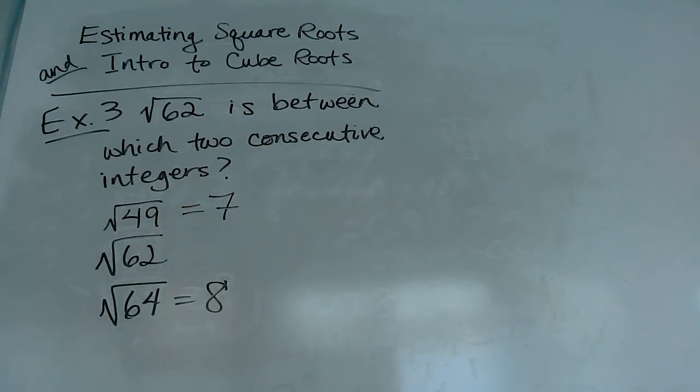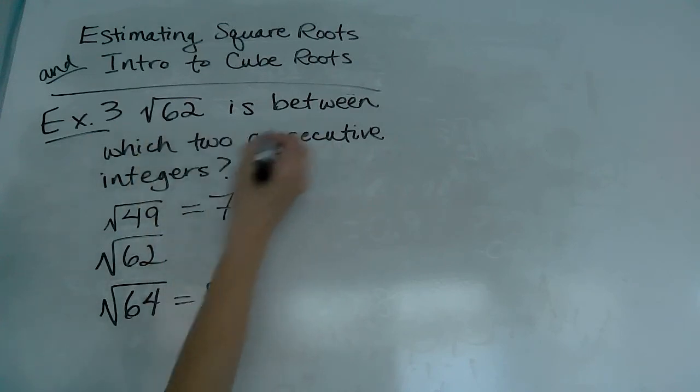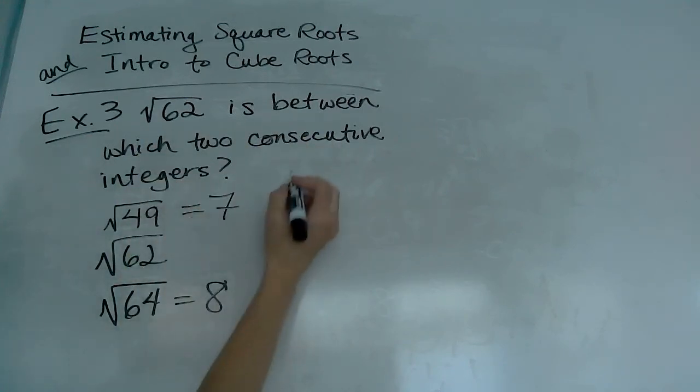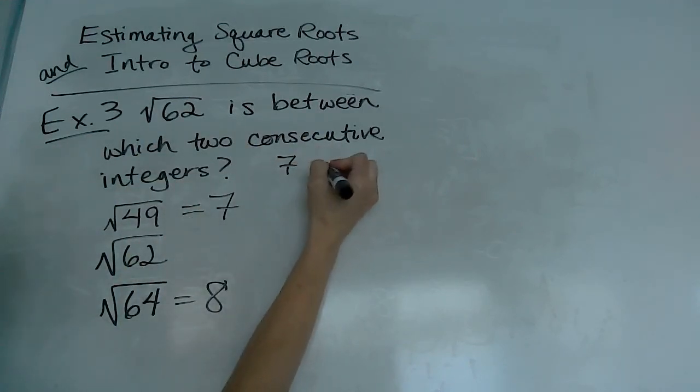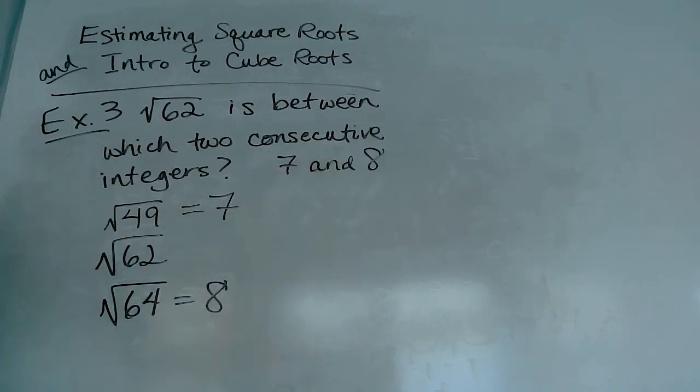And so what we've done is we just started a problem similar to what we were doing for examples 1 and 2, but we're actually already done. We don't have to find the decimal or the fraction that the square root of 62 could be estimated by. We just need to say that the square root of 62 is between 7 and 8. So the square root of 62 is between which two consecutive integers? 7 and 8 is your answer.